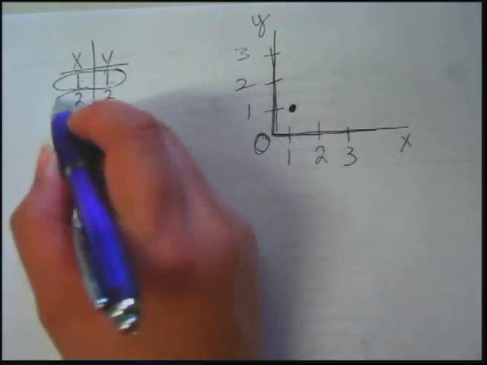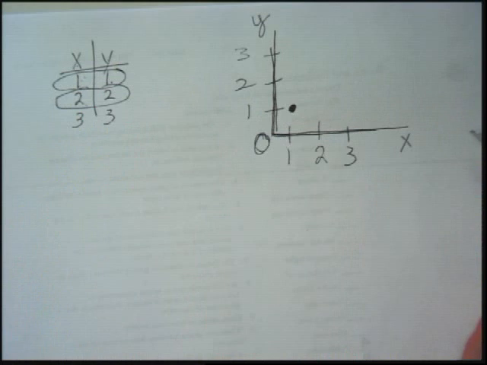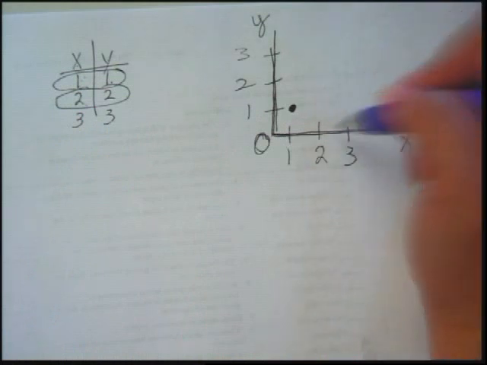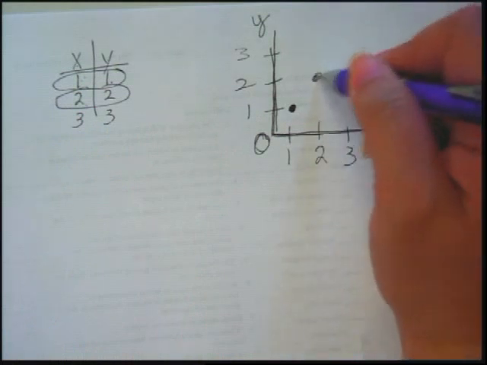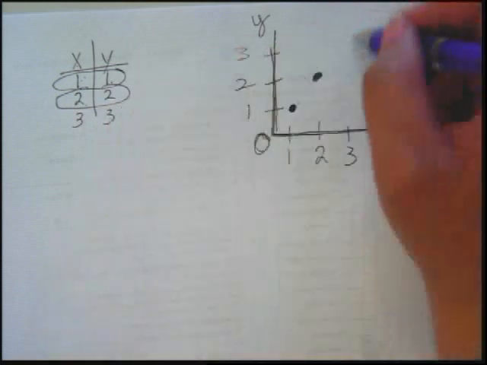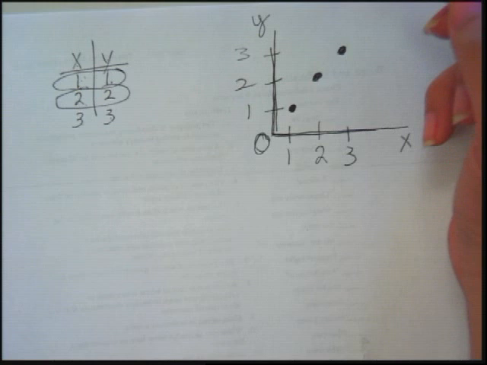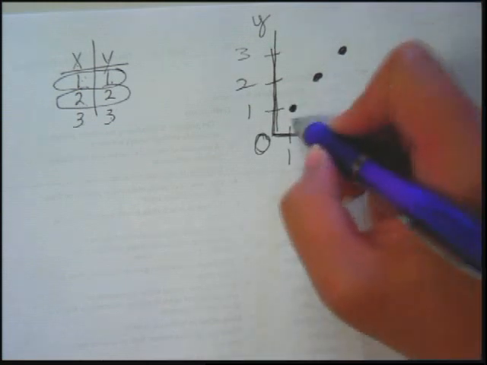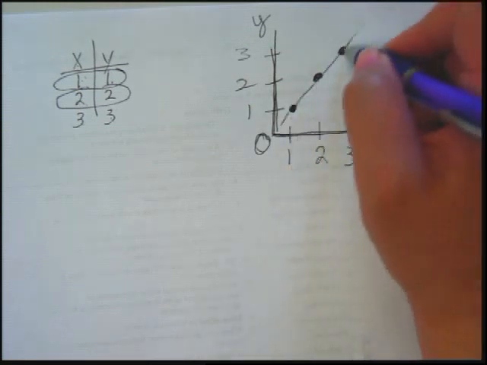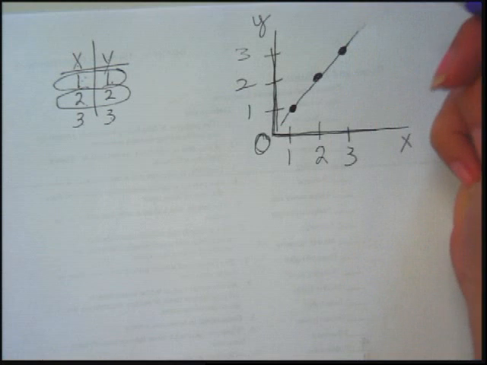Okay, the second point is 2 and 2. So we've got x is 2 and y is 2 right there, and then 3 and 3 right there. If you were to connect the dots, we've got a line that is what we would call upward sloping to the right.